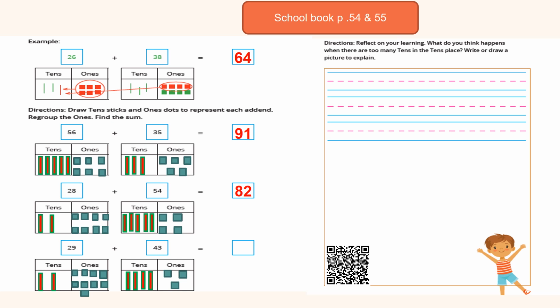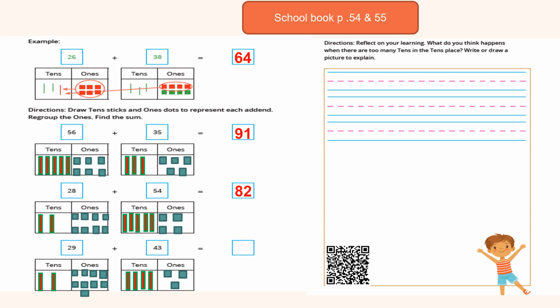29 plus 43. In 29, how many sticks do we have? 2 sticks. How many squares? 9 small squares. 43. How many sticks do we have? 4 sticks. How many small squares? 3 small squares. Now let's add 29 plus 43.